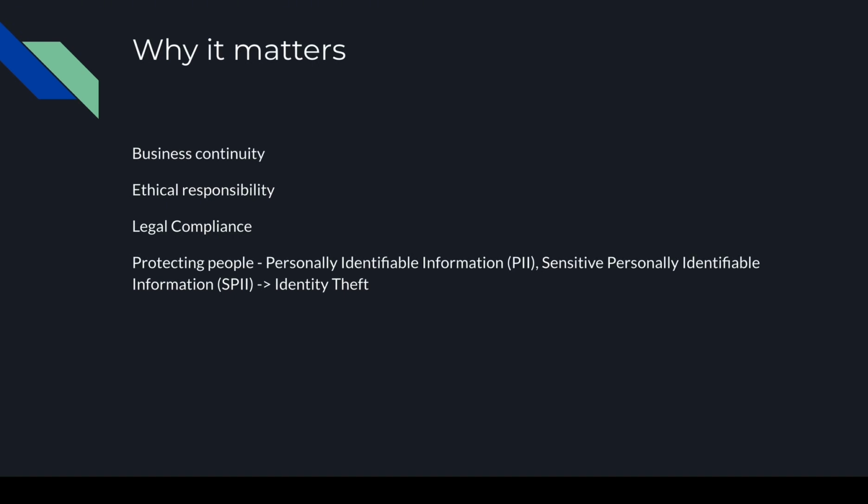Protecting people, protecting personal data. So what we have here is PII and SPII: personally identifiable information and sensitive personally identifiable information. PII is any information that can identify an individual: your full name, your date of birth, your address, your phone number, your email address, your IP address. These are fine.